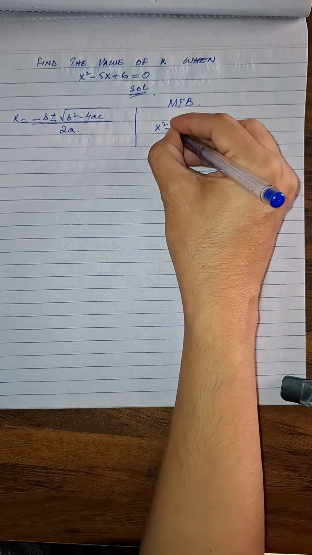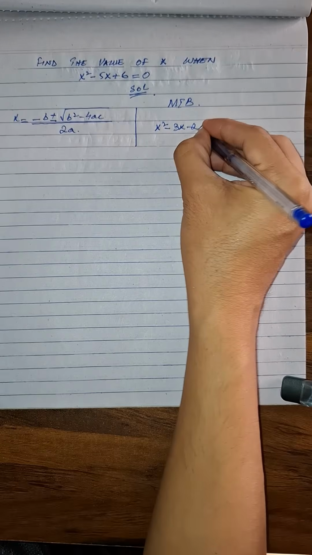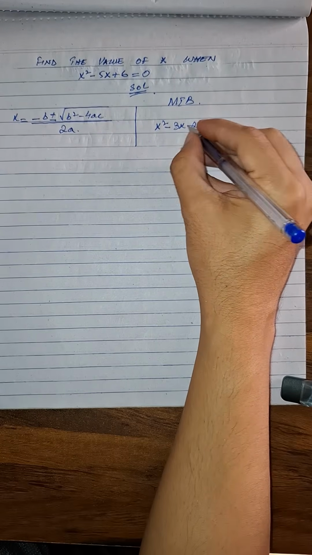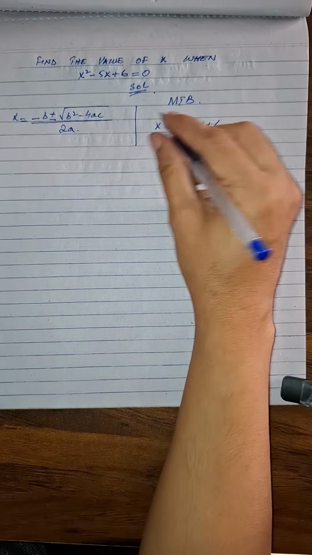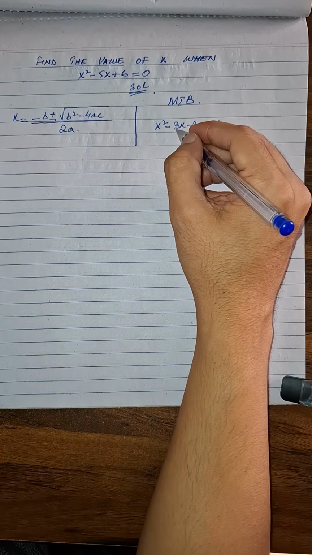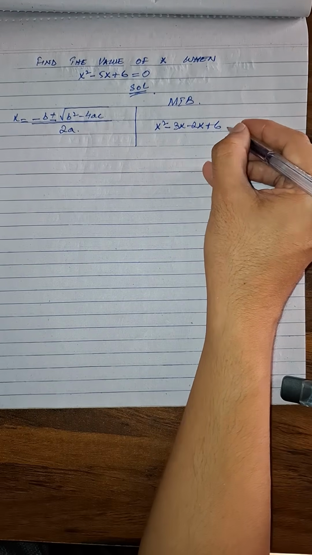So x square minus 3x minus 2x plus 6. So minus 3 plus minus 2 is equal to minus 5x, and when we multiply minus 3 and minus 2, we'll have plus 6. All right, equals 0.